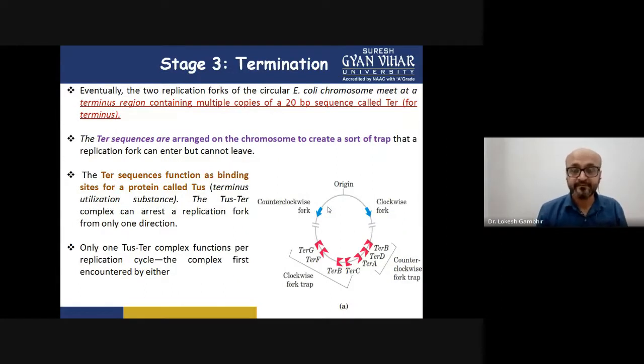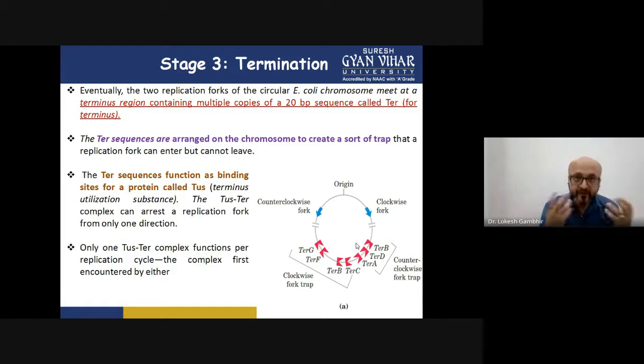continuous. Then the last step is your termination. How exactly is it terminated? See, it's a circular molecule. Look at this picture. If I'm starting here, one replication fork is moving counterclockwise and the other is moving clockwise. Eventually, if nothing happens, these two forks will be meeting in the opposite direction, one from the counterclockwise, the other one from the clockwise. And once they meet in the opposite direction, the replication fork dissociates. And the termination happens eventually.